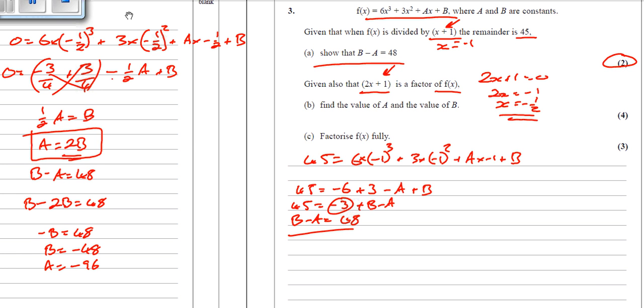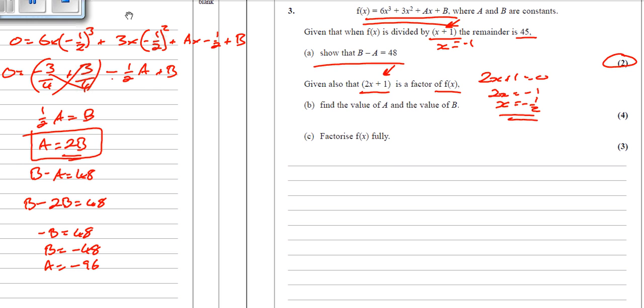And then we've got to, for part C, factorise this thing up here fully. So what we can do is we can write out what it is properly now. And that's going to be 6x cubed plus 3x squared. And instead of plus ax, we know that a is minus 96, so that's going to be minus 96x minus 48. And we know that 2x plus 1 is a factor, so we need to put 2x plus 1 on the outside. And we're going to do long division to get ourselves a quadratic, which is going to be up here.